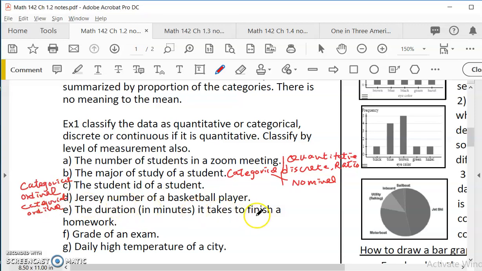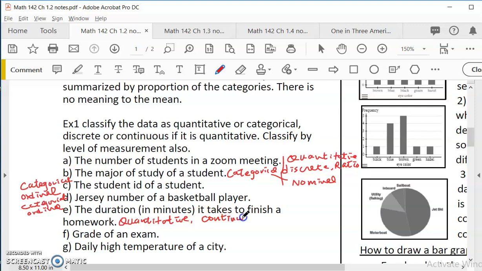E, duration it takes to finish a homework. So it's time. How many minutes does it take you to finish a set of homework? So it must be a measurement because it's in minutes. So it's quantitative. It's a number like 5 minutes, 20 minutes. If it is quantitative, is it discrete or continuous? Is it a count, or can it have any number in between 1 minute? Yes, it can. So we call it continuous data.